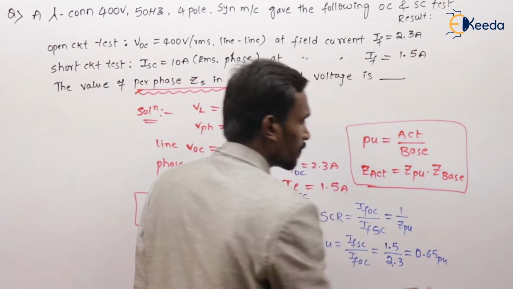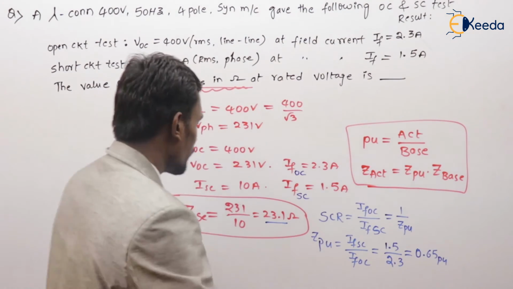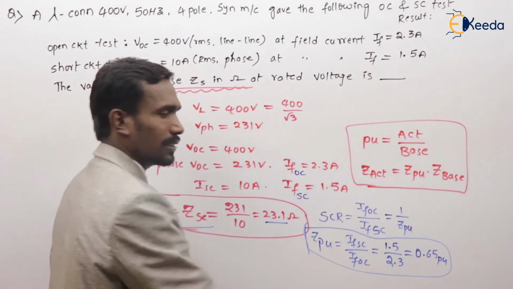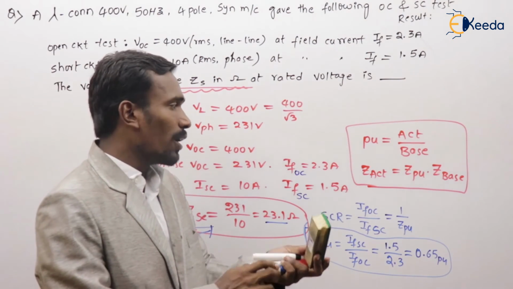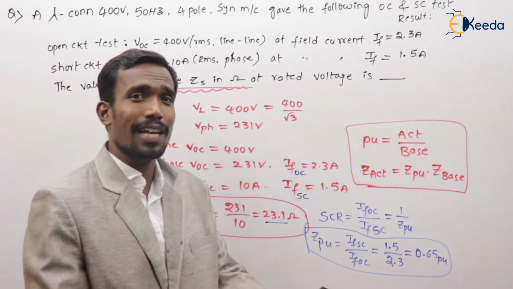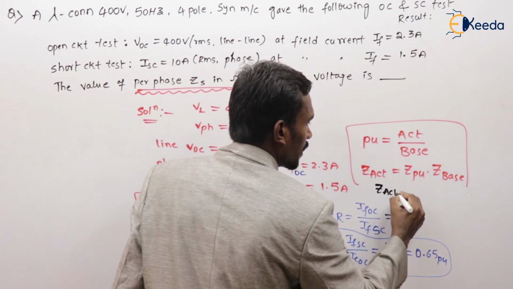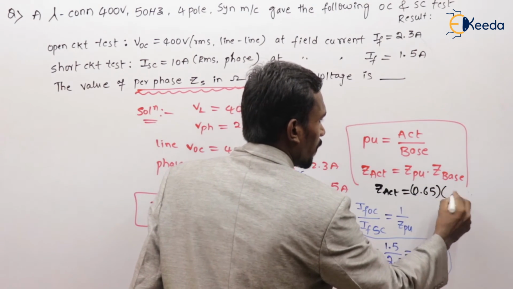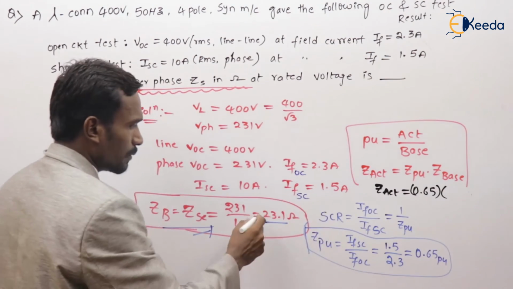That gives 0.65 per unit. This is the base impedance and this is the per unit impedance. Now I want the actual impedance. Tell me the answer fast. Calculate it. So actual impedance Z actual is equal to Z per unit multiplied by the base impedance.